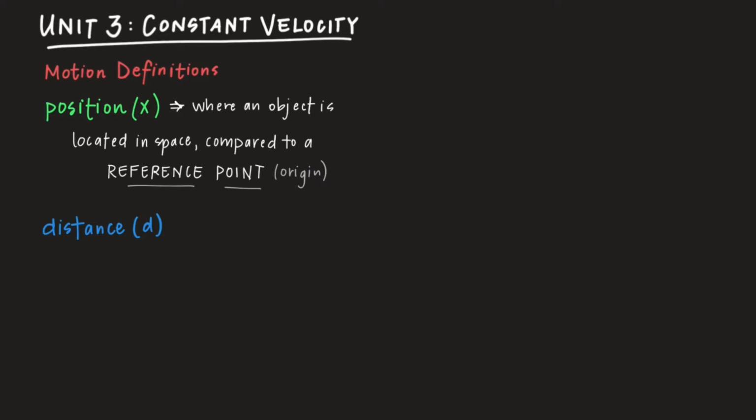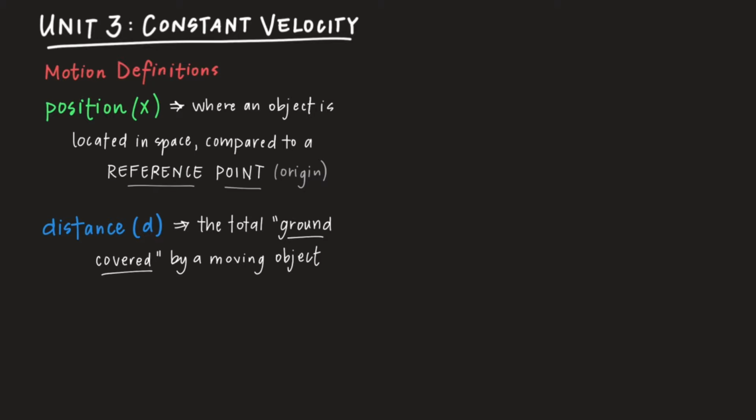Our next definition is distance, whose symbol is lowercase d. You might be kind of familiar with this, you might have an idea in your head of what distance is, but distance is the total ground covered by a moving object. That ground covered is just how far something is going, no matter what direction it's moving in, just the total ground that's covered by a moving object over a certain period of time.